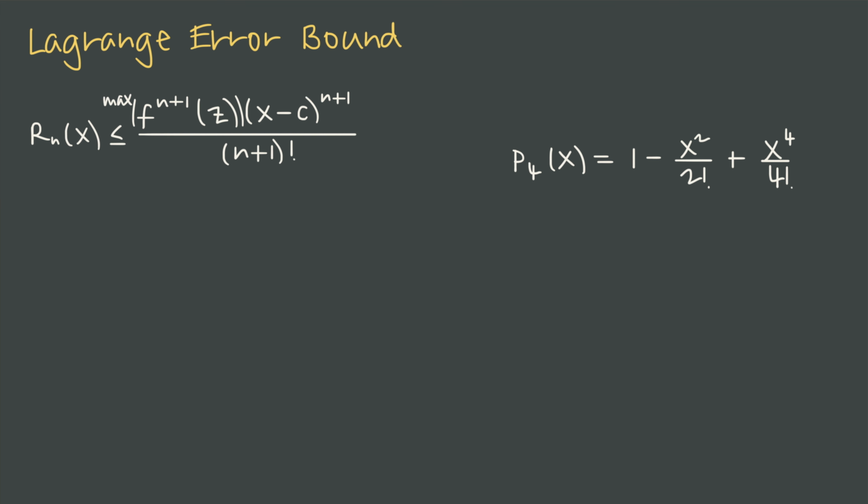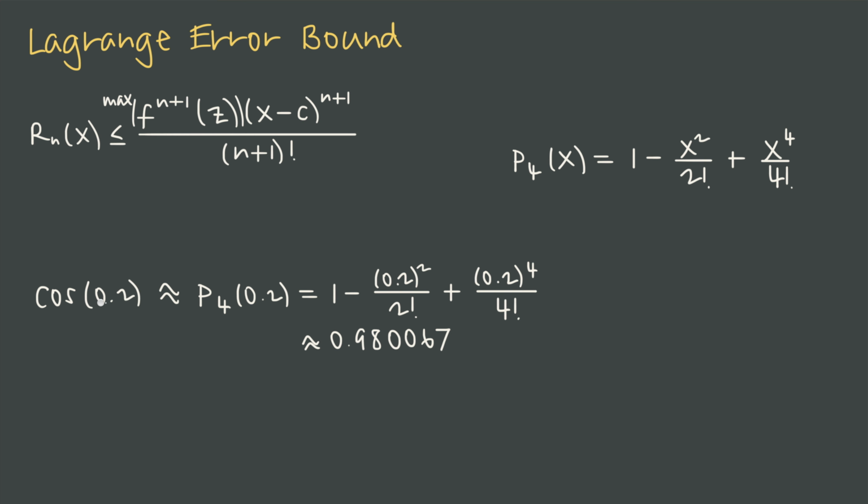Now, the last thing we need to do, because we're going to need to know how to do this on the AP exam, is find the Lagrange error bound for our Maclaurin polynomial. So we already showed that the 4th degree Maclaurin polynomial for cosine of x was this polynomial here. What we need to know how to do is find the Lagrange error bound if, for example, we maybe use this polynomial to approximate cosine of 0.2. That's the kind of problem we might face.